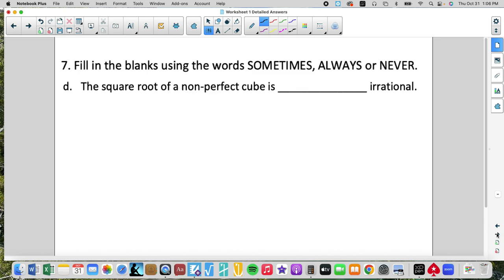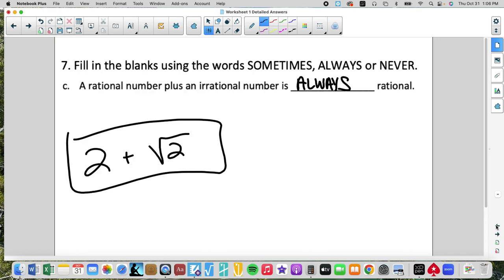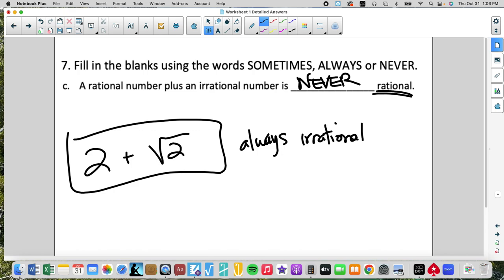It was always irrational. I didn't pay attention to what they were asking. This is rational plus irrational equals irrational.